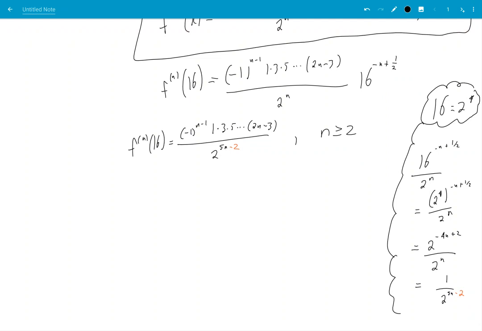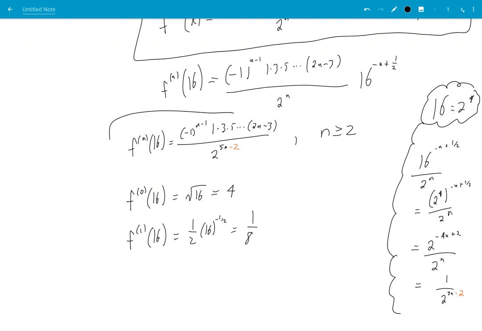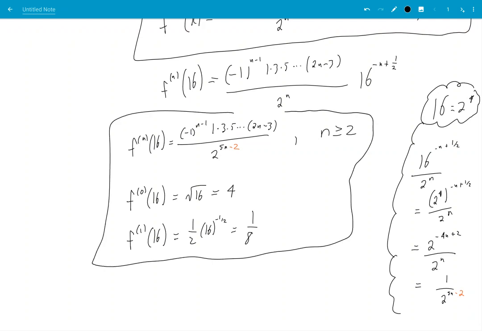So that means I have to do the other ones separately, which is root 16, which is 4. f of 1 of 16 is 1 half. What was it? 16 to the negative half, which is 1 over 8. So this is what I found here.